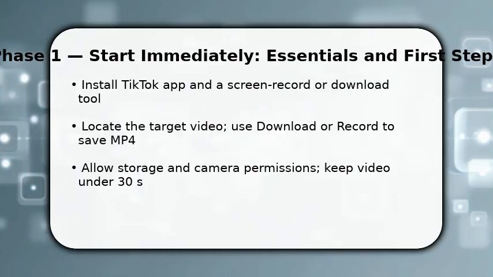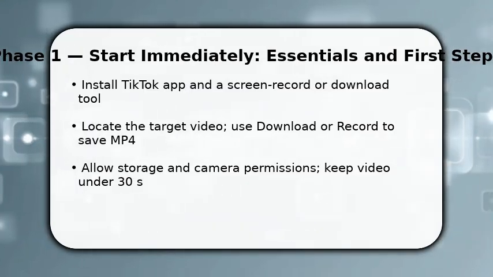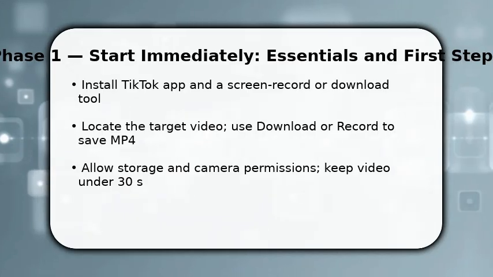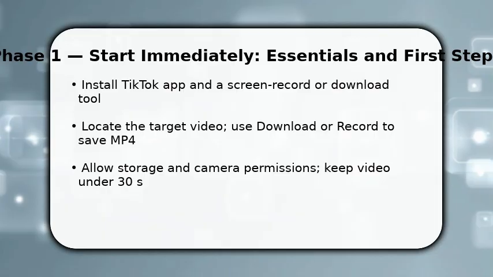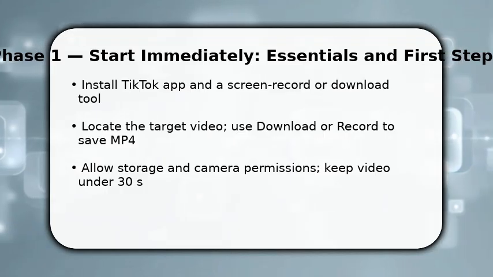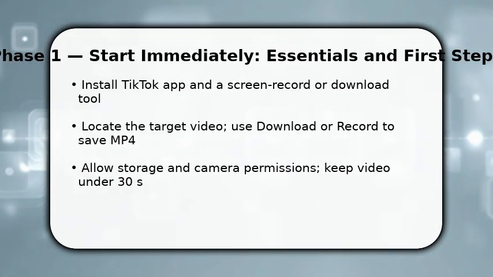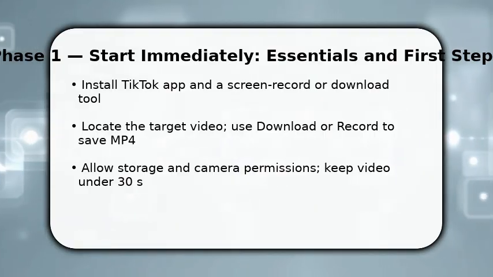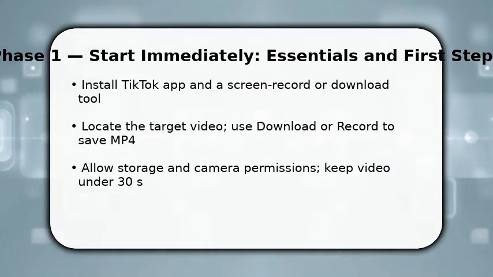You start by saving the TikTok clip you want as a local video. This is the fastest path. Open TikTok, find the clip, then use the built-in download button or a screen recorder to capture it. Make sure the clip is trimmed to under 30 seconds for most wallpaper tools, and give the app storage permission. Once done, preview the MP4 so you know the start frame. This matters because live wallpapers loop or trigger from that exact frame.